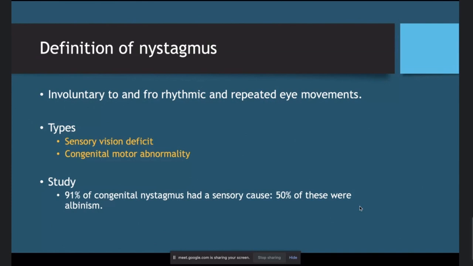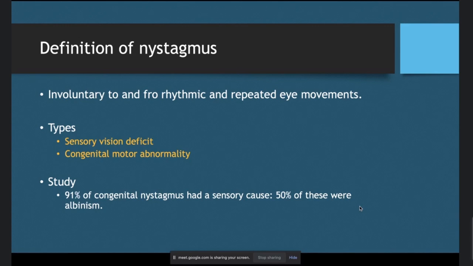If you want to broadly look at nystagmus to understand them, you can say maybe there is a sensory vision deficit, or there is a congenital motor abnormality. Broadly, this is how we think of nystagmus, and this is how we used to classify nystagmus as sensory or motor once upon a time, when I was a resident, a PG, a fellow. This is how we classified it as sensory and motor.